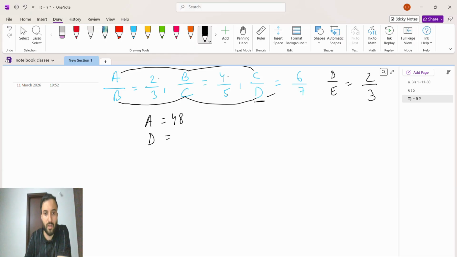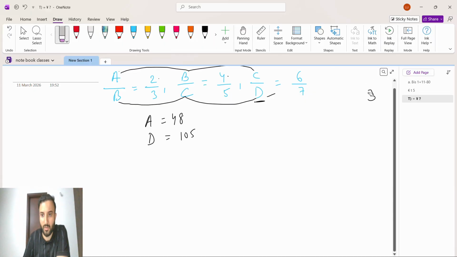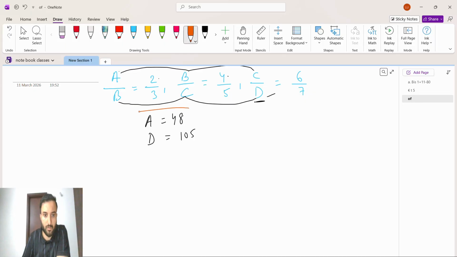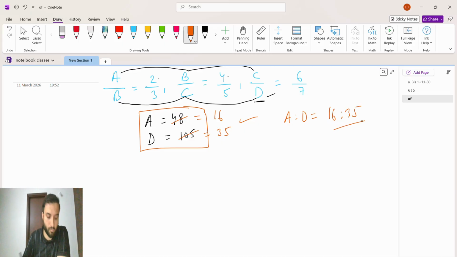So 3 fives are 15, 15 sevens are 105. That's it. So 48 and 105. Just we'll divide by 3. It will go by 3. 3 means it will be 16 for 48, and this is 35. Correct answer: A is to D is 16 is to 35.